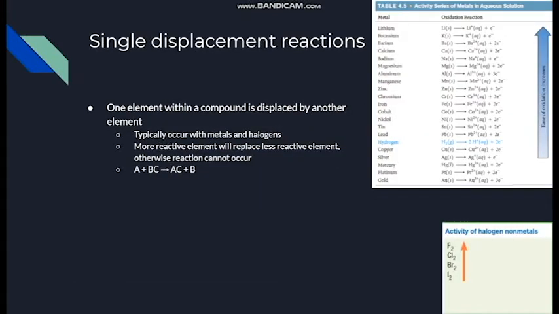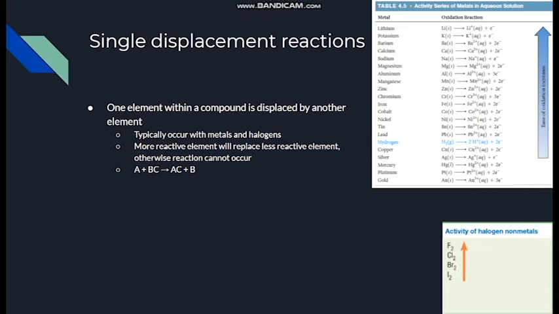Alright, now taking a look at single displacement reactions. These are reactions within a compound where one element is displaced by another element. Now these reactions typically occur with metals and halogens, and the more reactive elements can be replacing the less reactive element, otherwise the reaction cannot occur. So the general structure is element A plus compound BC combine to form compound AC and element B.